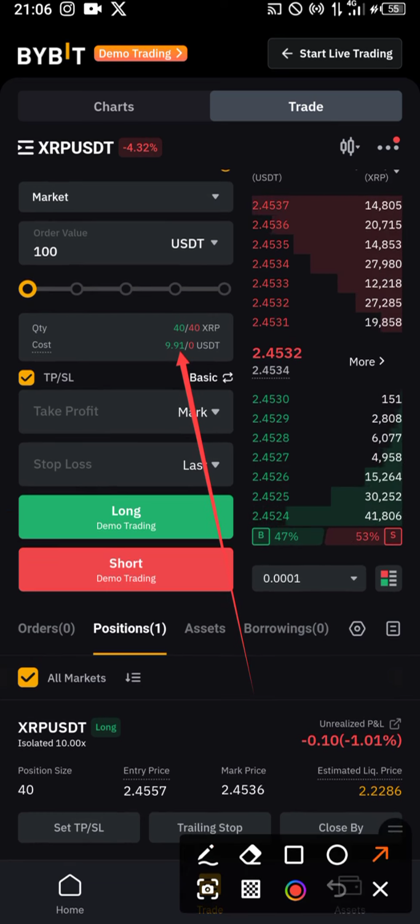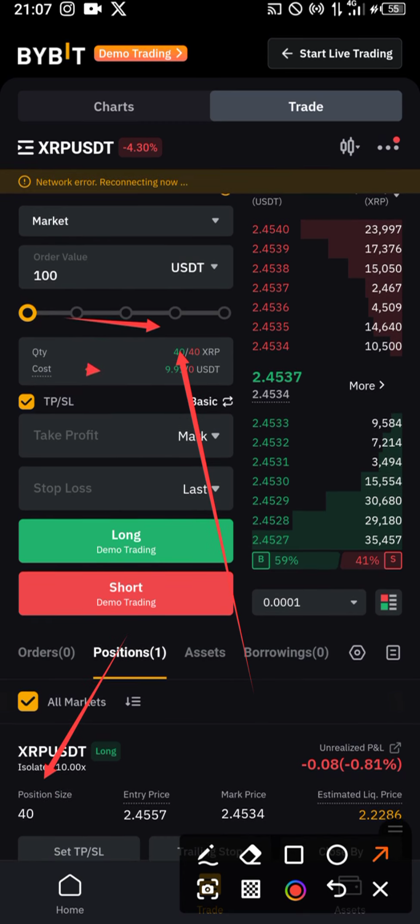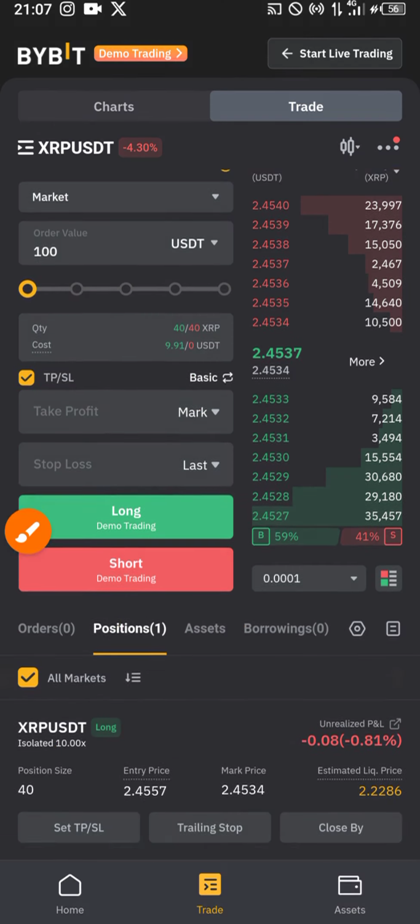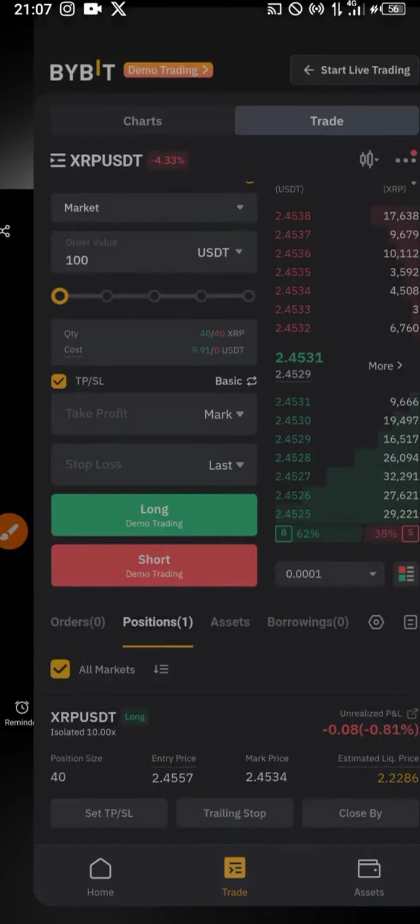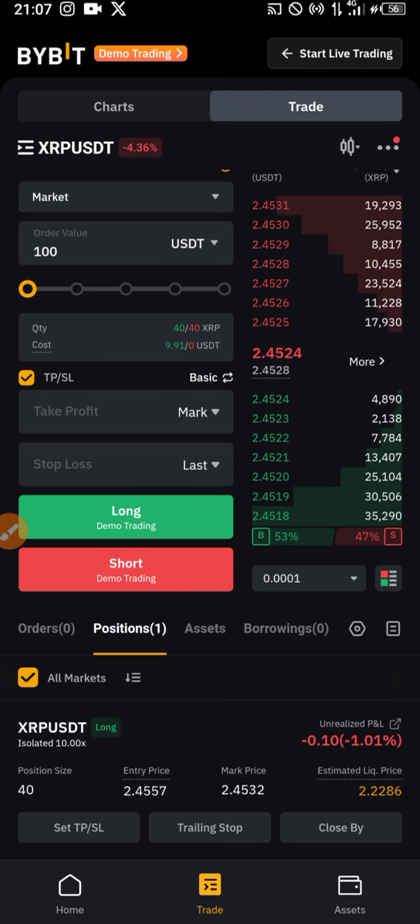Initial margin is the cost, 9.91. You can see here the quantity is 40. The position size is 40. So your initial margin is the cost, 9.91. That's how to get your initial margin. Then we have maintenance margin. What is a maintenance margin? This is your maintenance margin.